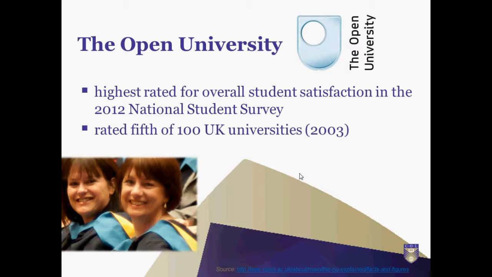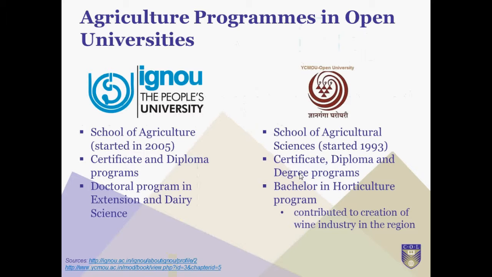Now, the agricultural education sector has been slow to take advantage of open and distance learning, which can increase access, improve quality, and cut costs at the same time. However, there are examples. In India, the Yashwant Rao Chavan Maharashtra Open University started the School of Agricultural Sciences in 1993 and has continually maintained its certificate, diploma, and bachelor degree programs in horticulture. The Indira Gandhi National Open University launched its School of Agriculture in 2005 and offers certificate and diploma as well as doctoral programs.